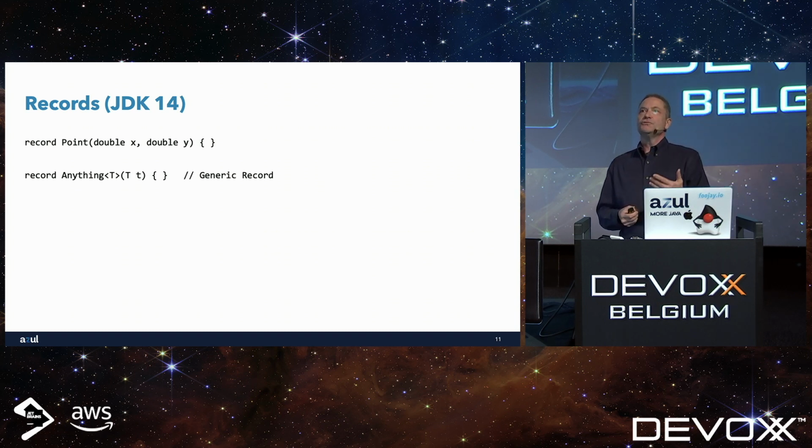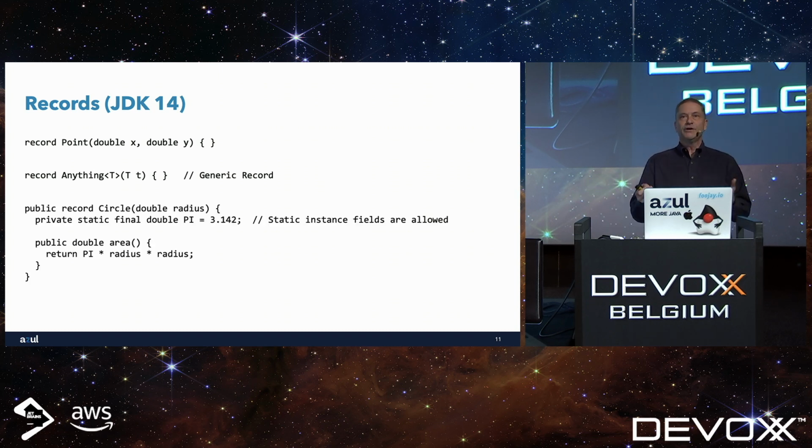Now, because records are essentially just a special form of class, we can also make them generic if we want to. So we could have a generic type parameter T, and then we can store objects of type T in our record. We can also add more functionality to our record. We can't add extra instance fields that aren't defined in the declaration of the record. So in this case, we've got radius as a field. We couldn't add another instance field inside the body of the record, but we can have static ones. So static double pi, and we can also introduce new functionality in the form of methods, so we can have a method that calculates the area and so on.